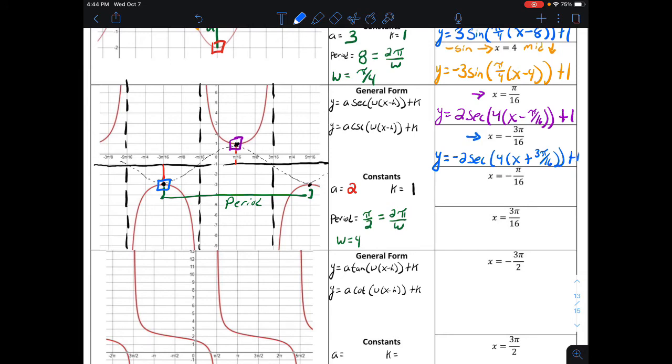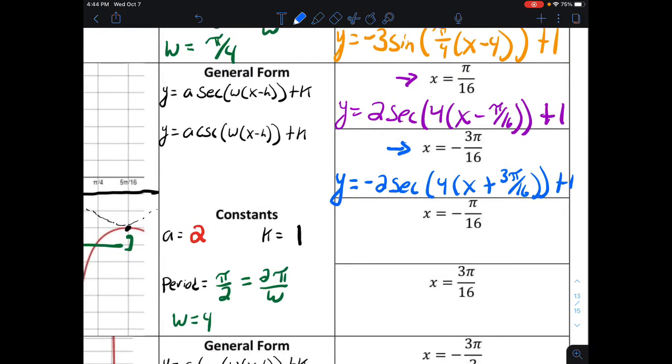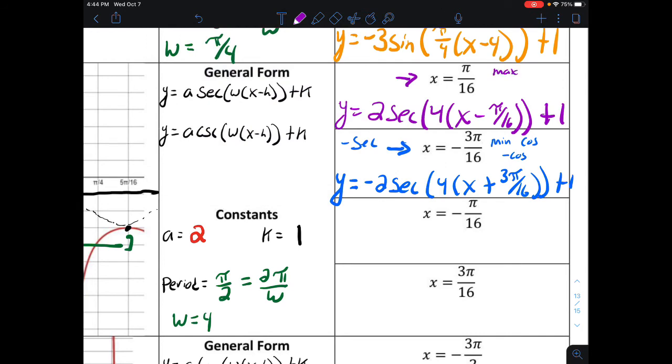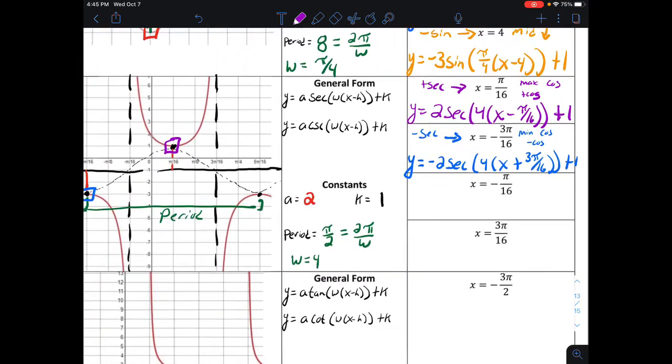So remember that if we would have been a minimum of cosine, then cosine would have had to be negative, which means secant would have to be negative. And in our first one, we had a maximum of cosine, which means cosine would have been positive, which means that secant would have been positive. So that's how I tell, based on the kind of points I have.